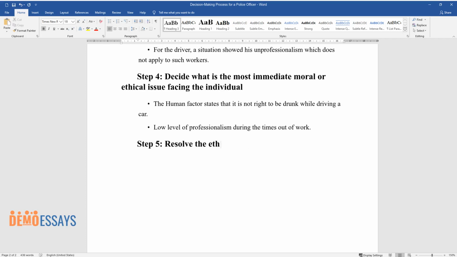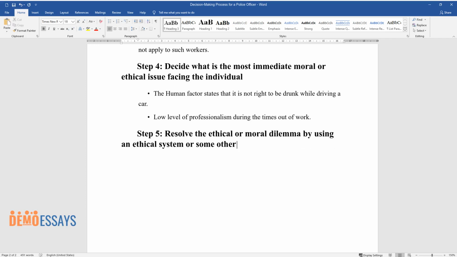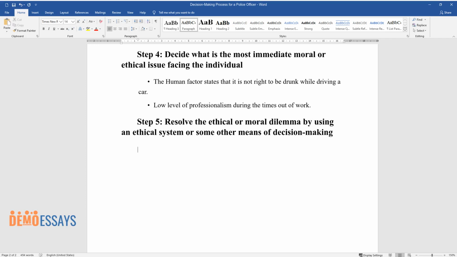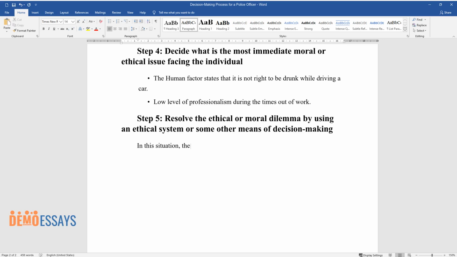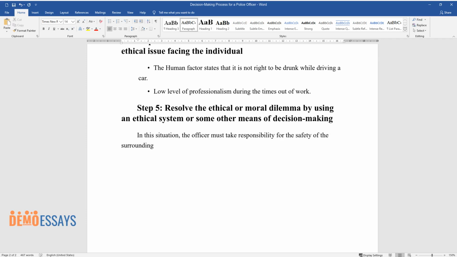Step 5. Resolve the ethical or moral dilemma by using an ethical system or some other means of decision-making. In this situation, the officer must take responsibility for the safety of the surroundings. So, the best decision is not to let the driver go.